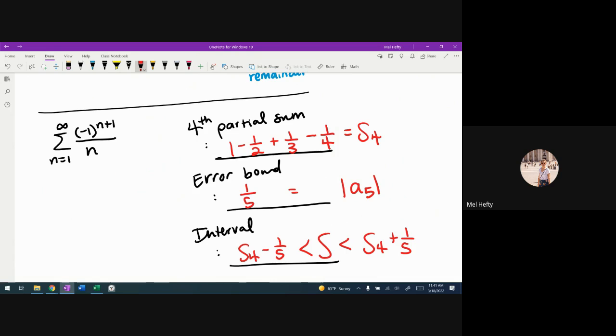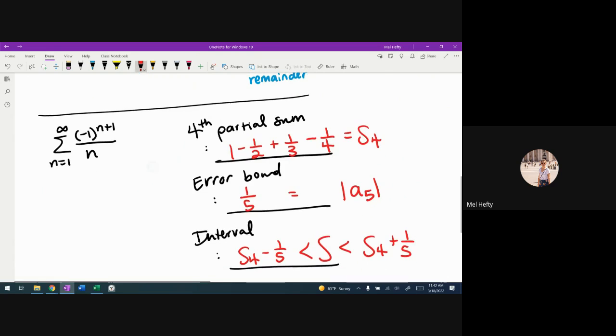The error bound is your next term up. So if I do the 4th partial sum, I'm looking at the 5th term. If I do the 99th partial sum, I'm looking at the 100th term.